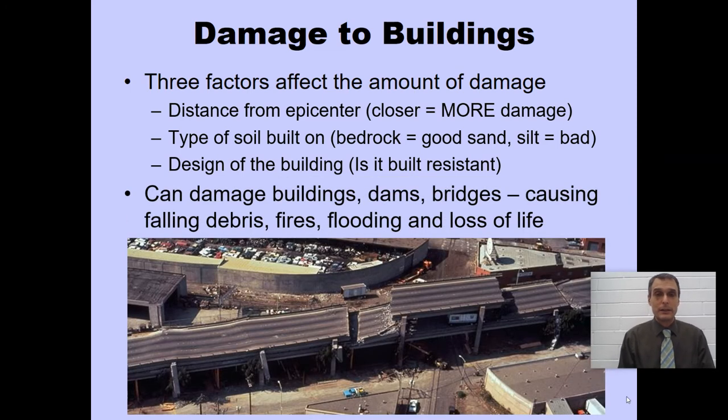They don't just damage buildings. You can damage bridges and dams, and this can lead to falling debris, fires, because you can break gas lines, and flooding, and loss of life. So this is another picture of that Interstate 880 from the 1989 Loma Prieta earthquake. I always think that this person driving the truck right here was very, very lucky in the section that didn't collapse.